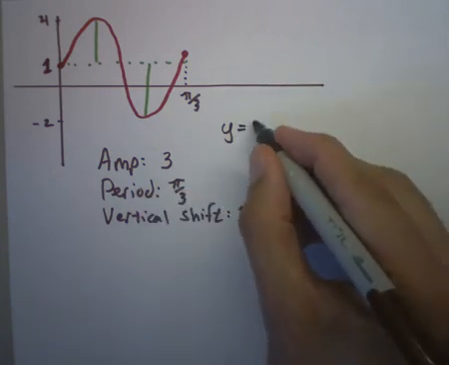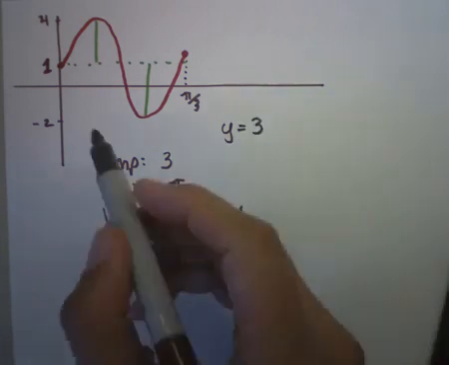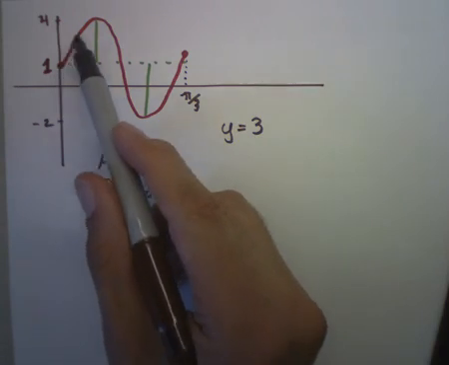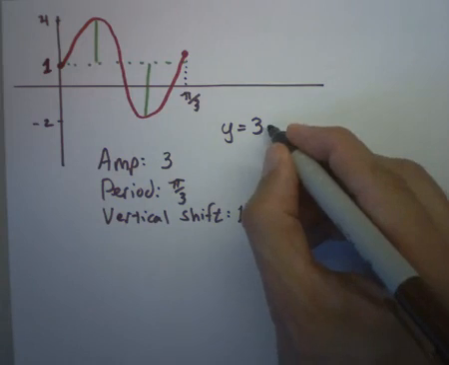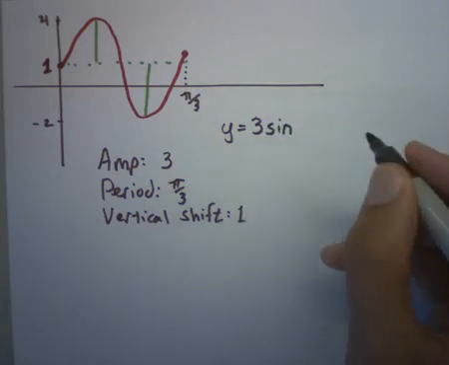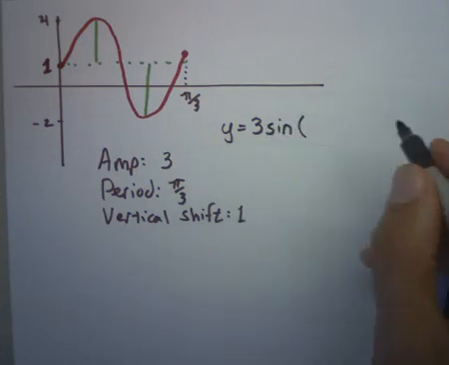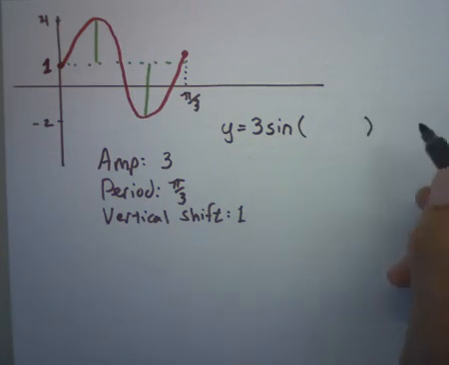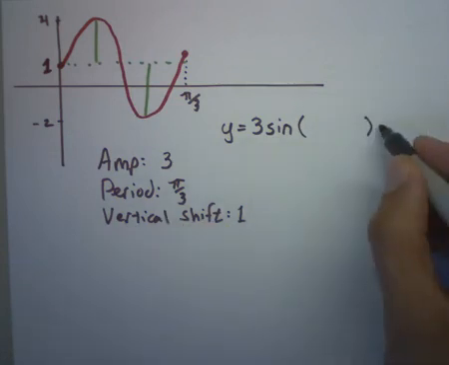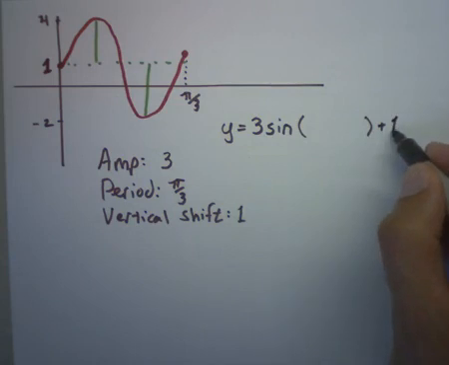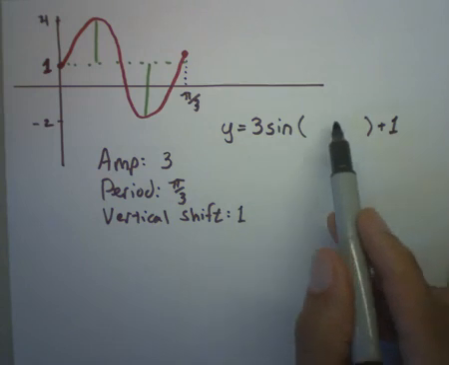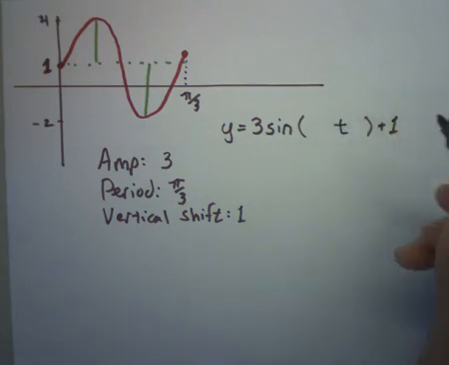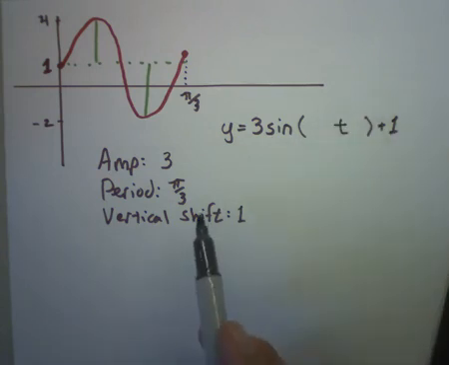So the amplitude's 3. So that goes there. Since it starts at its midline and then goes up and then goes down, this looks like a sine function to me, not a cosine function. So we'll do 3 sine of, and I'm going to go ahead and just stick the vertical shift on the end because that's easy. We know how to do that. And say +1 on there. The only thing left in here is there's a multiplier in front of t that changes the period from 2 pi to pi over 3.